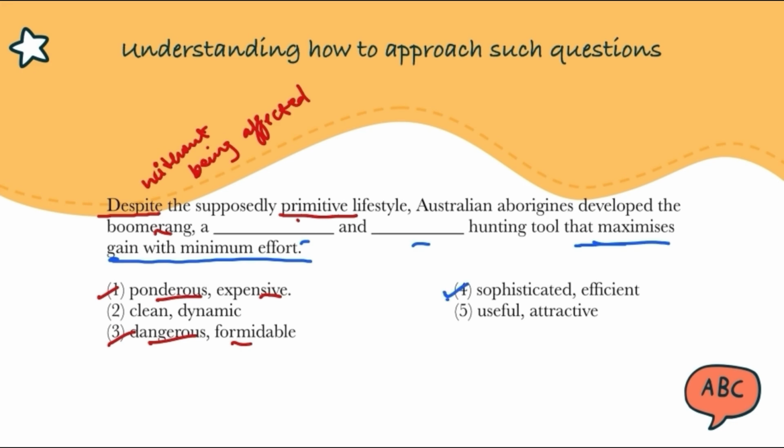However, option 4, sophisticated and efficient, easily correlates to the idea of maximizing gain with minimum effort. Efficient essentially relates to exactly that, right? Minimum effort and maximum gains. Sophisticated also means something which can be in this connotation. Sophistication and primitive lifestyle do not go hand in hand, and we are talking about it in the sense of despite. So primitive and sophisticated are against each other. Hence, based on this, we can very easily mark option 4 as our answer.